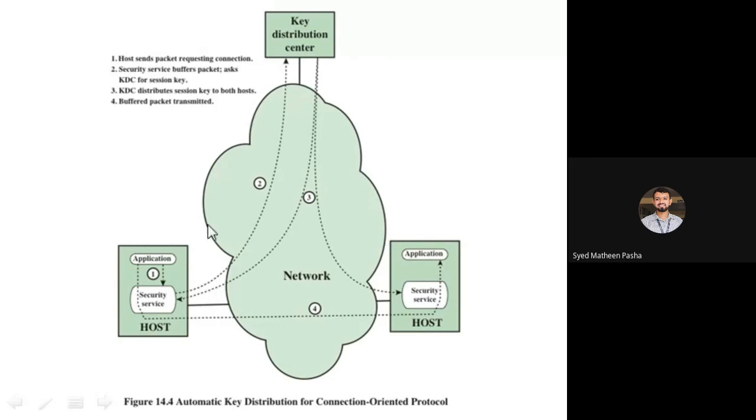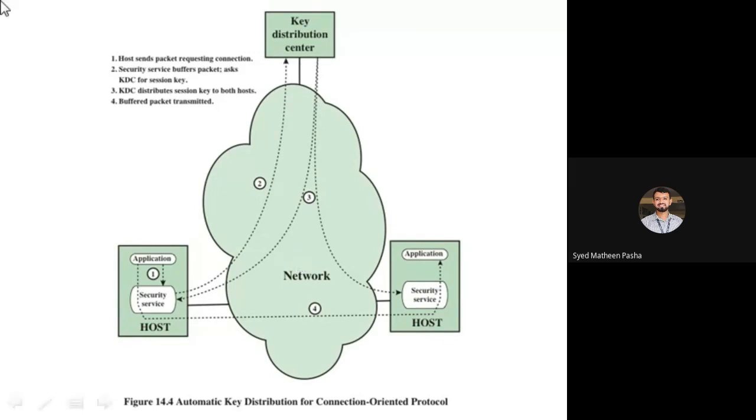So this key distribution center does two parts here. It will check for the service present in this security service as well as in that security service, because I'm using two different hosts, each with its own security service. If it is there, it will provide that particular service to the application. So this is how key distribution works for connection oriented protocols.